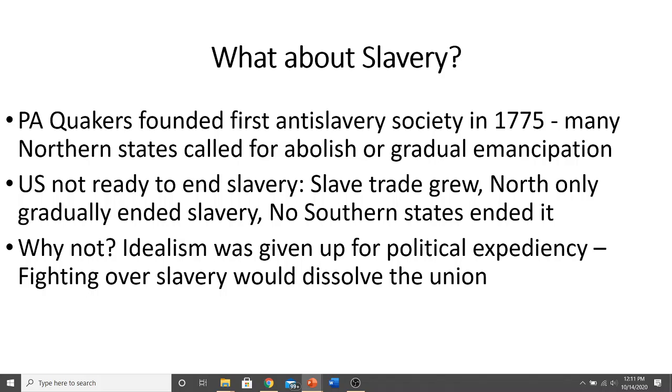The slave trade continues to grow all the way till 1807, and even after we end the international slave trade in the following year, you still have an internal slave trade. The North only gradually ended slavery. They did not declare an immediate end. And then finally, no southern states ended it.